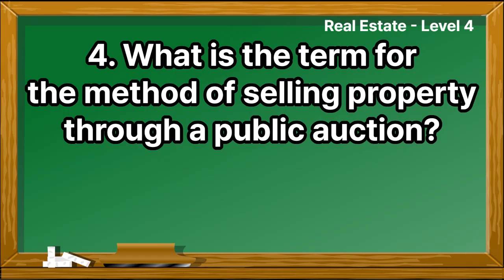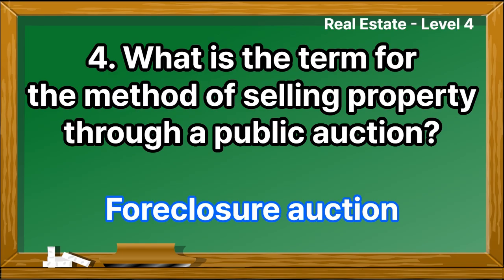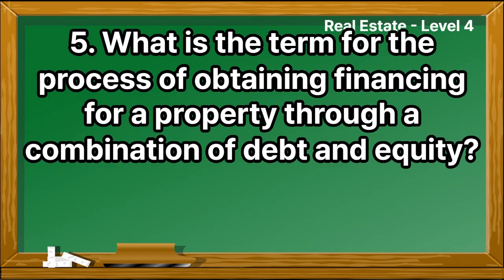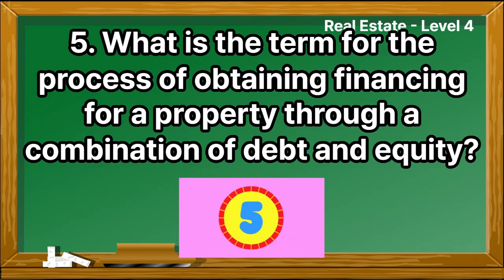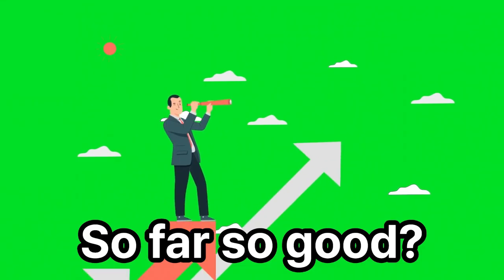What is the term for the method of selling property through a public auction? Foreclosure auction. What is the term for the process of obtaining financing for a property through a combination of debt and equity? Capital stack. So far so good?